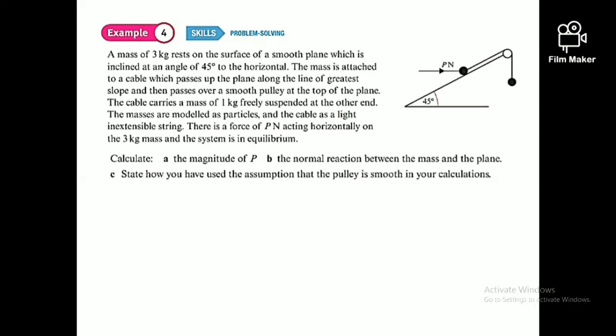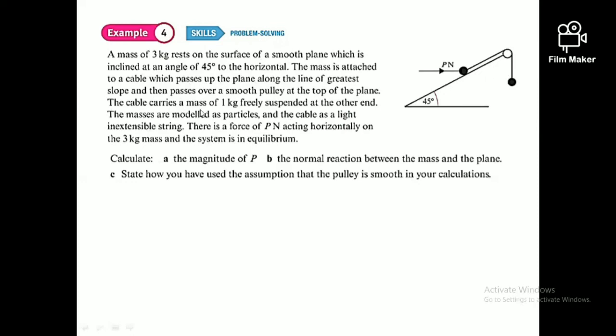45 to horizontal. The mass is attached to a cable which passes along a line of greatest slope and then passes over a smooth pulley at the top of the plane. What are the facts we can understand from a smooth pulley? That the pulley is smooth. What you can understand is the tension on both sides of the pulley becomes the same. The tension over here and the tension over here should be the same, right?